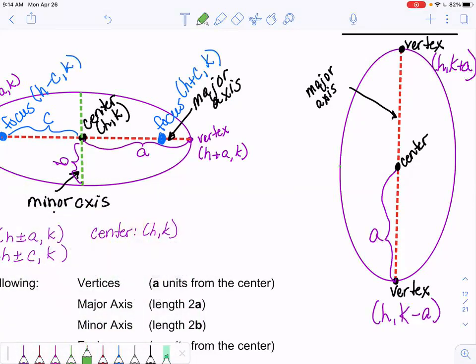The minor axis goes through the center and the other way. And that distance is our B. So you can see A is going to be bigger than B. That's going to be what we're looking at when we determine is it vertical or horizontal. So the A is bigger than B. The A is the major axis. The B goes with the minor axis.